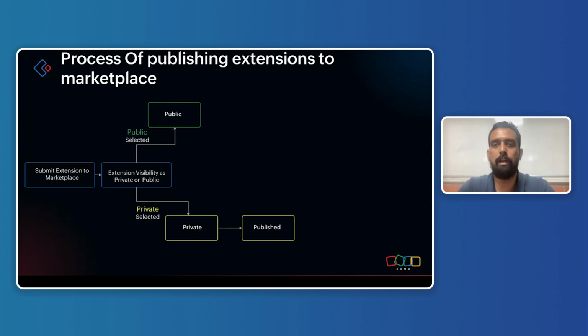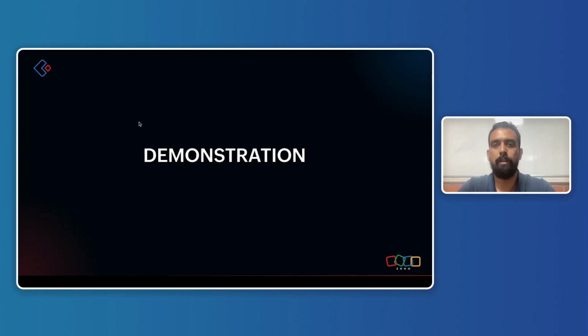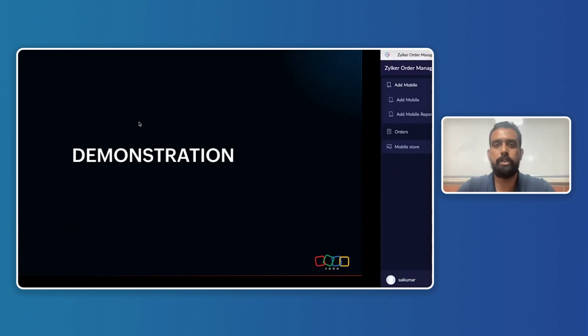You can just share the URL to a group of people, and that would be the extent of which your widget extension will be used. If it is public, you can fill and submit the Marketplace details form. I will be taking you through the submission process as well. And after the submission is done, a review process will be done where different stages of the review would be covered. And then post that, your widget extension would be published inside Marketplace. Now let us get into the demonstration back again.